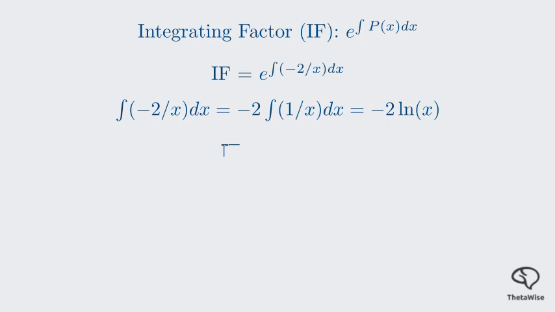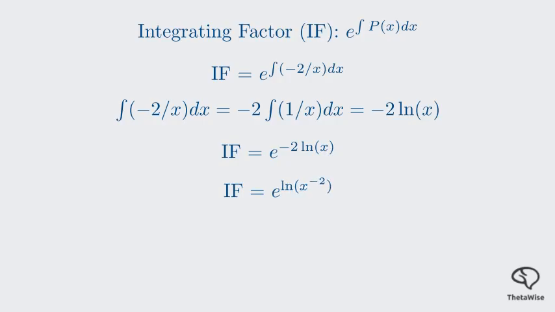This expression can be simplified using a logarithmic property. Remember that a number times a logarithm is the logarithm of the argument to that number as an exponent. That is, a times ln b equals ln b to the power of a. Applying this, we get e to the power of ln x to the power of negative 2.